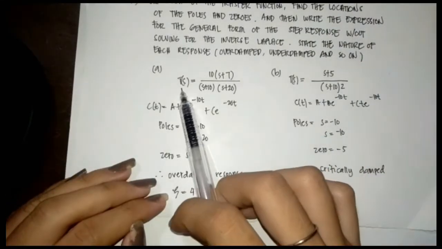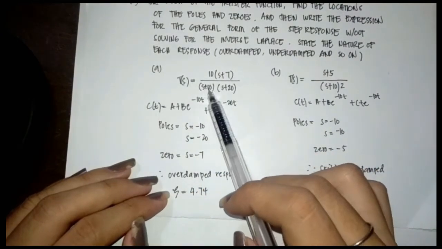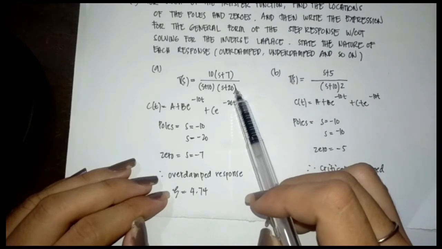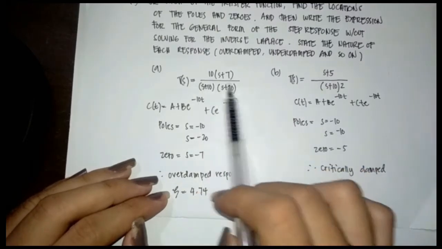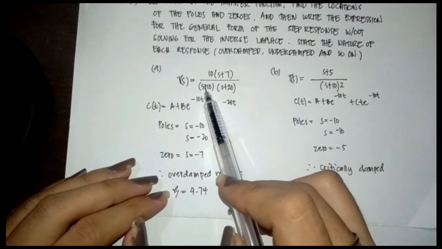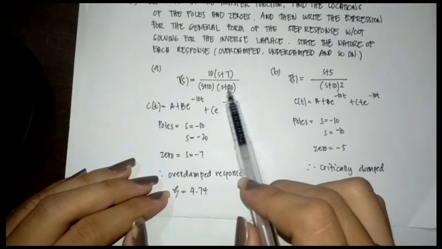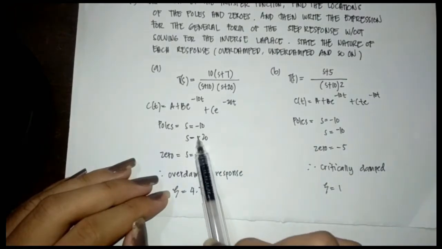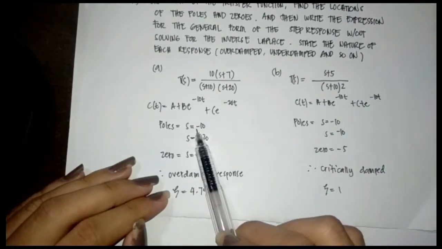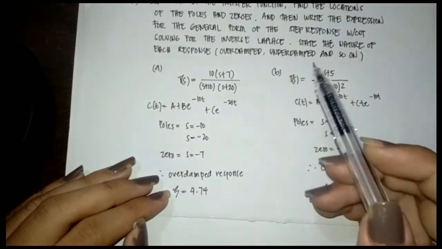So A, the transfer function is equal to 10 times (s plus 7) over (s plus 10) times (s plus 20). To find the poles, we take the denominator and equate it to 0. So we have s equals negative 10. Same goes for s plus 20, we'll have s equals negative 20, our poles. So these are our poles for A. Then our zeros come from the numerator, so we equate this to 0. So it's just negative 7.